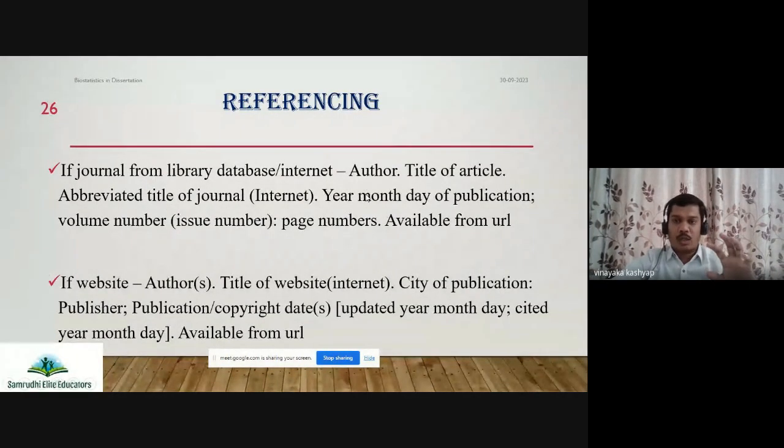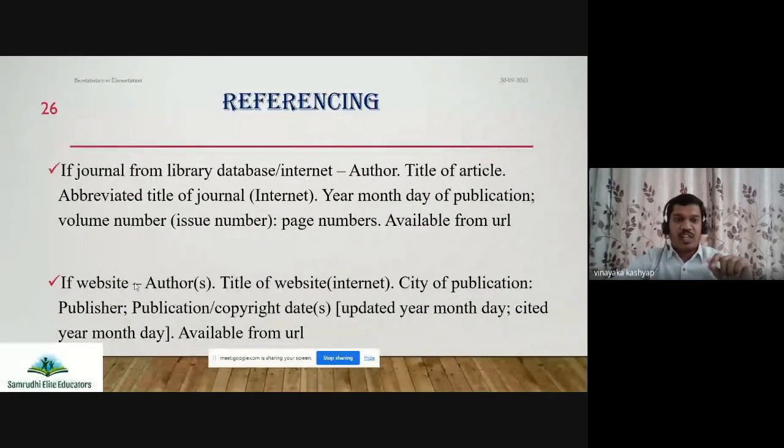Then you're supposed to write the author, then the title of the article, then the abbreviated title of the journal, then the year, month and day of the publication, then the volume number, issue number, page number, and then finally the URL link from which it was available. It is always safer to put the URL link, especially if you're taking any source from the internet. You can just write "available from URL so and so," and then write the date on which you accessed that particular URL.